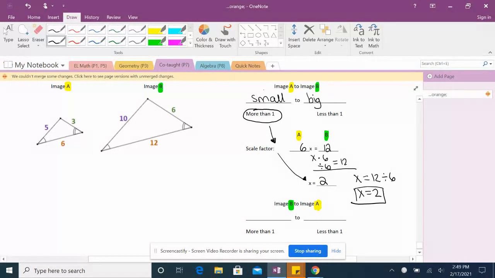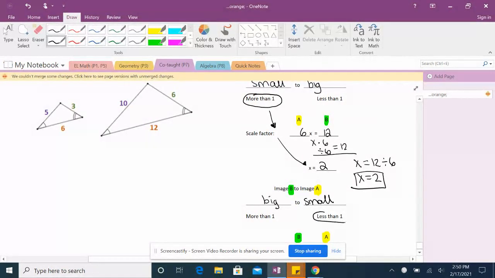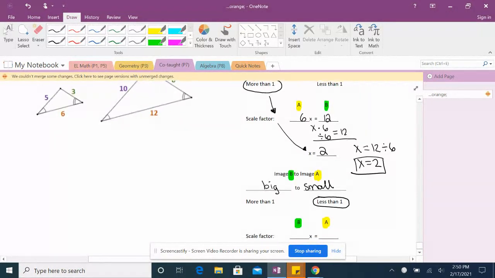Image B is bigger than image A. Imagen B es más grande que imagen A. So we are going from big to small. Entonces vamos a más grande a más pequeño. When we go from big to small, this means the scale factor is less than 1. Cuando vamos a una imagen más grande a una imagen más pequeño, eso significa el factor de escala es menos que 1.